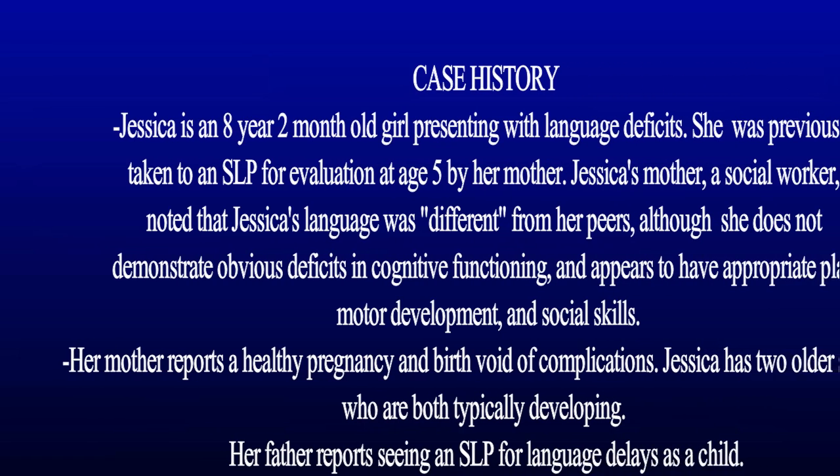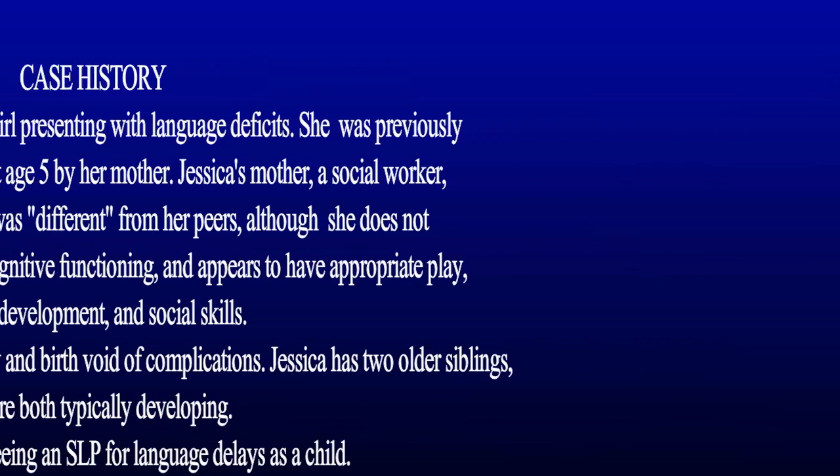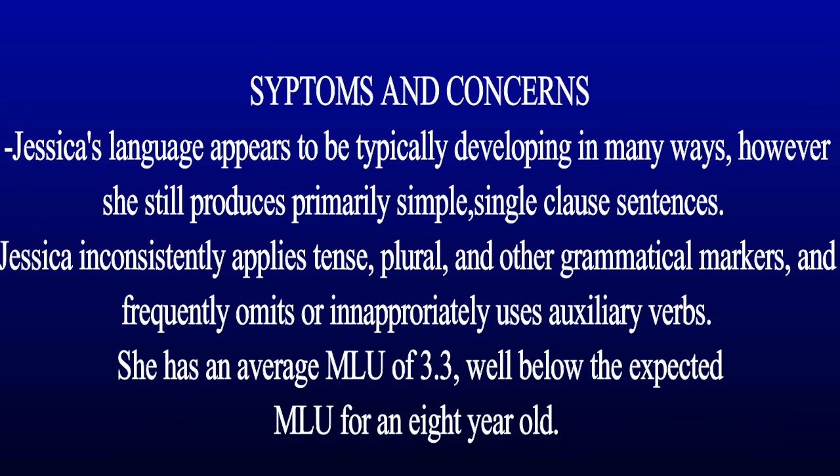Jessica is an 8-year, 2-month-old girl presenting with language deficits. She was previously taken to an SLP for evaluation at age 5 by her mother. Jessica's mother, a social worker, noted that Jessica's language was different from her peers, although she does not demonstrate obvious deficits in cognitive functioning and appears to have appropriate play, motor development, and social skills. Jessica's mother reports a healthy pregnancy and a birth without complications. Jessica has 2 older siblings who are both typically developing, although her father reports seeing an SLP for language delays as a child.